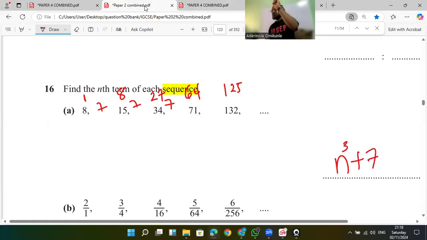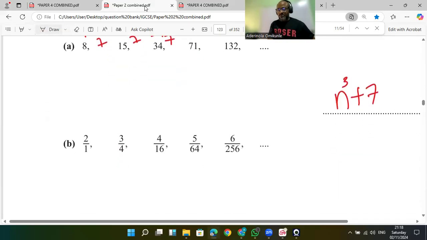Again, I must say, the cubic sequence is the easiest sequence to spot after the linear sequence. Very, very easy to spot. Okay. So let's go to the one below. This is not part of it, but you can as well look at it.